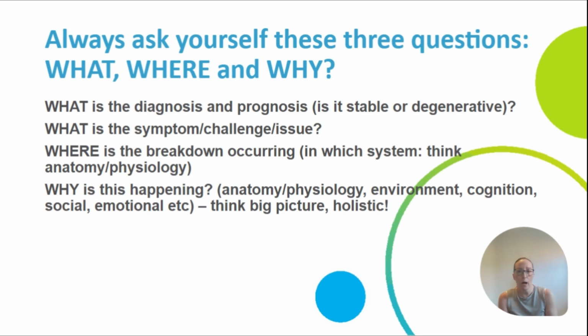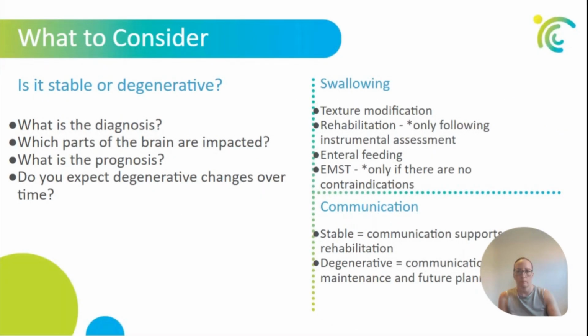And finally, why is this happening? What's the anatomy and physiology behind it? And what are the crucial contributing factors like cognition, environmental supports, and social supports that may be impacting it? Never forget, neuro clients are not cookie cutter, so we always need to think outside the box to deliver truly individualised care.